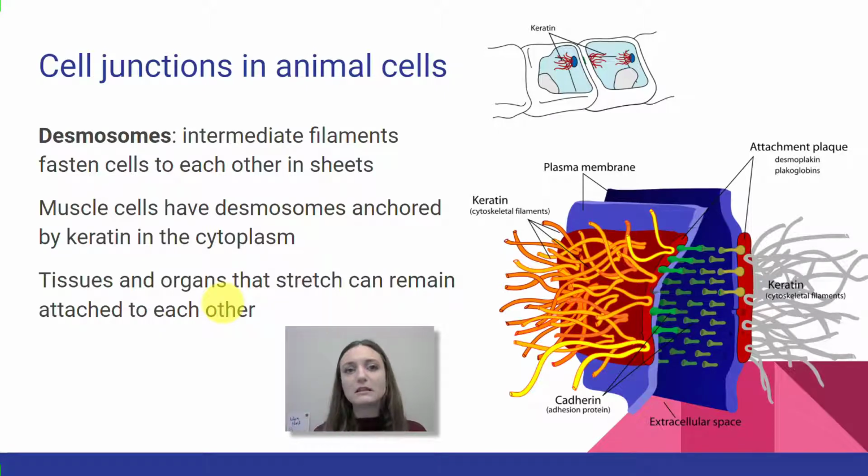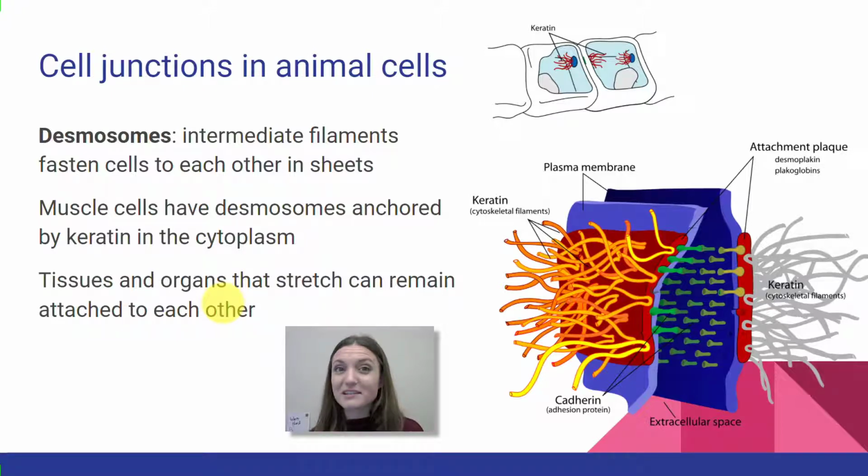So these are really important, desmosomes are really important junctions in tissues that stretch. Okay, so like skeletal muscle, stretching and contracting. Our skin needs to stretch and contract, so those cells need to be able to move against each other while remaining attached to each other. So desmosomes allow that to happen.